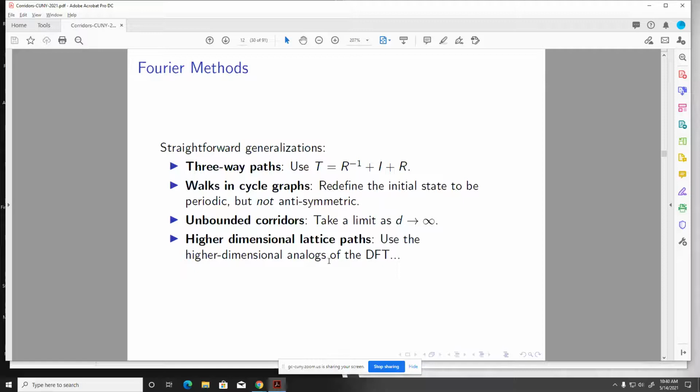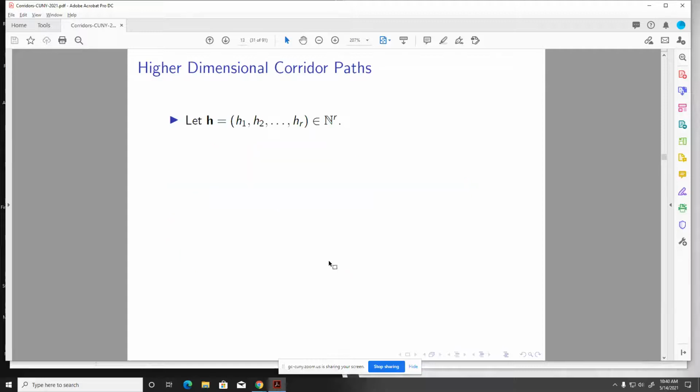Okay, so with that little bit of introduction out of the way, and please stop me if you have questions, I want to move on to higher dimensional corridor paths. Okay, so my background is in topology and algebraic topology in particular, so I really just enjoy thinking about the visual aspects of things and finding those algebraic structures in the geometry of the pictures.